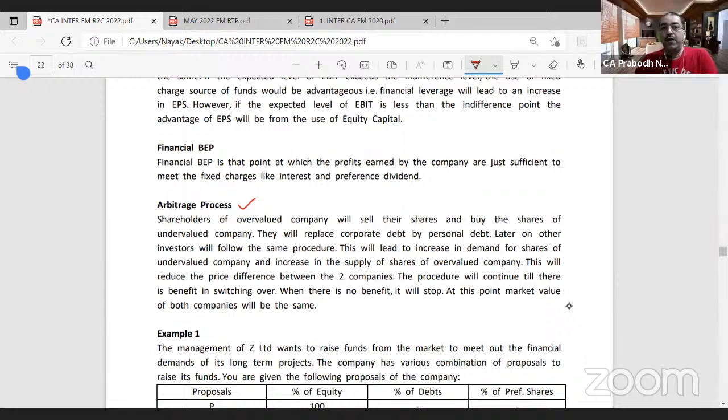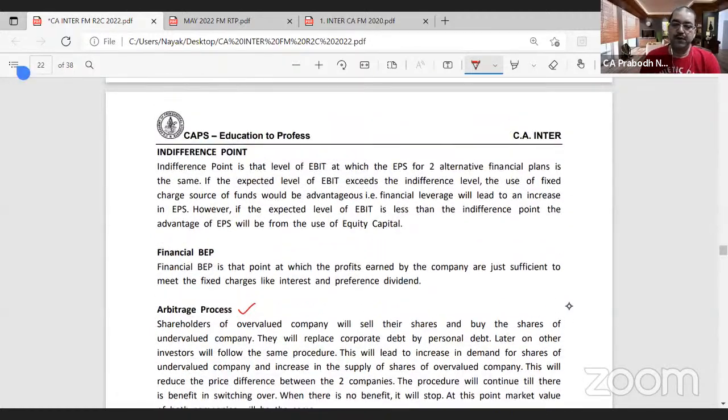When overvalued company shareholders start selling the shares, the supply of shares increases, prices fall, value falls. They start purchasing the shares of the undervalued company. Demand for the undervalued company shares increases, prices increase, and there will be a position where both of them are at an equilibrium value. That is the end of the arbitrage process. Okay, so the arbitrage process is again important for short term.